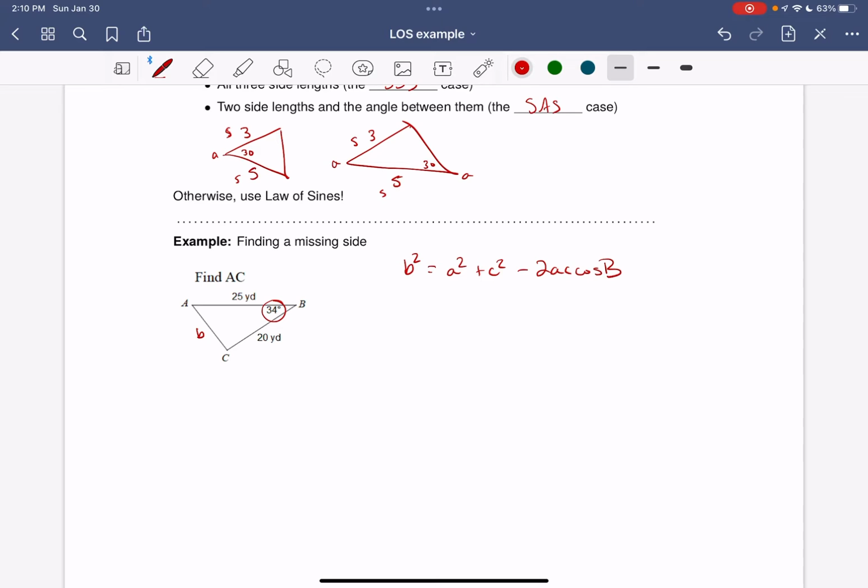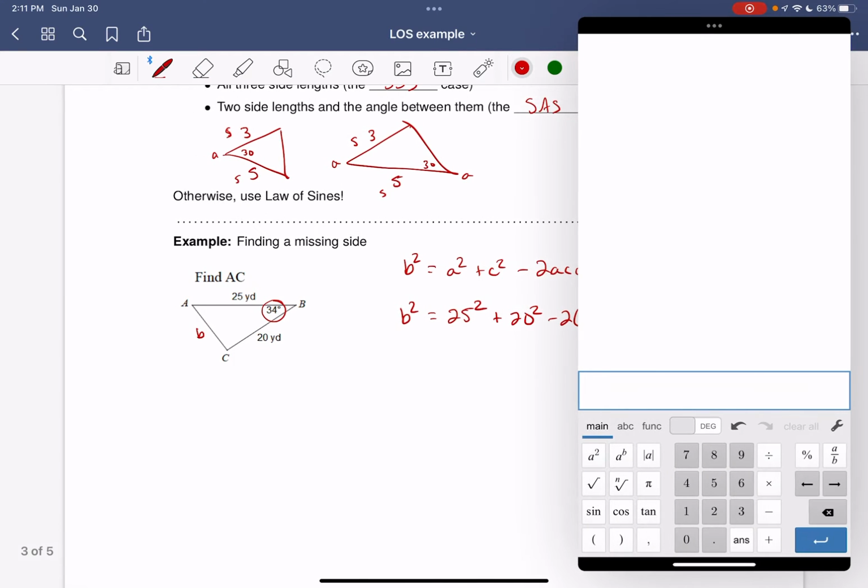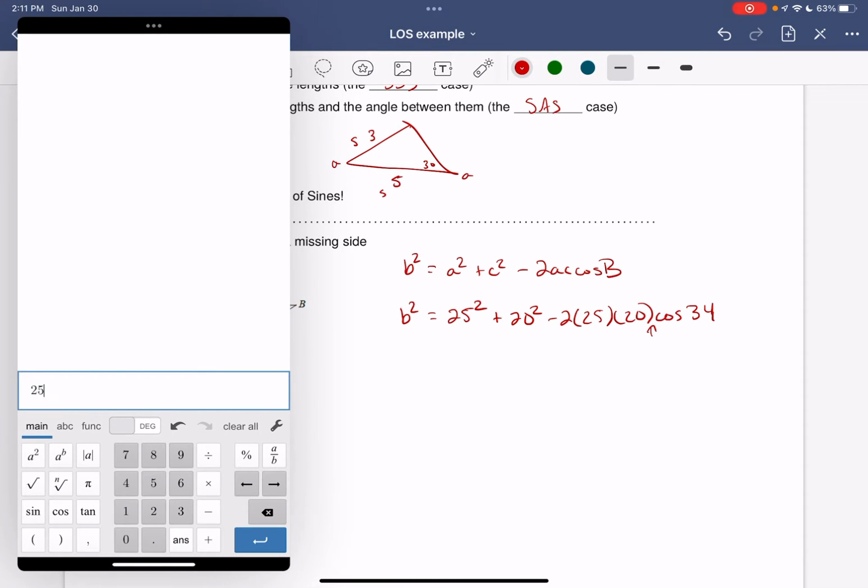Okay, so I'm going to plug in. I don't know B squared, but I know A is 25. So 25 squared plus 20 squared minus 2 times 25 times 20 cosine 34. Remember, it's a times sign in between the 20 and the cosine 34. Now that might look overwhelming, but notice there are no variables on the right-hand side. So all we have to do is go to our calculator and just plug those numbers in. So let's do that: 25 squared plus 20 squared minus 2 times 25 times 20 cosine 34.